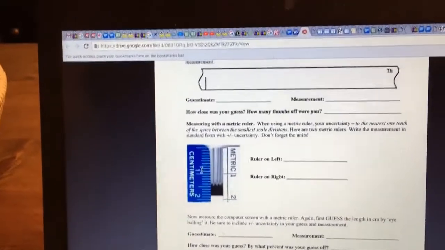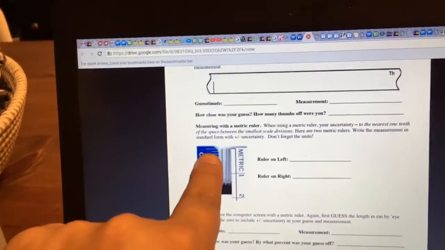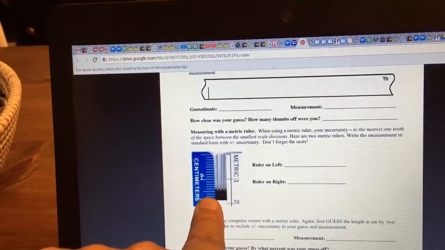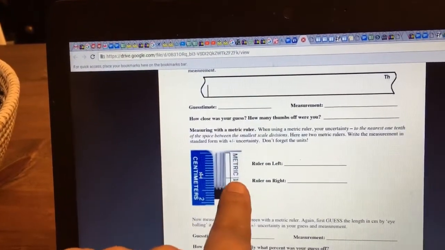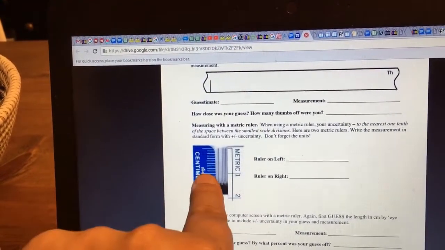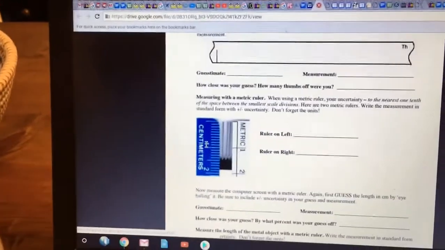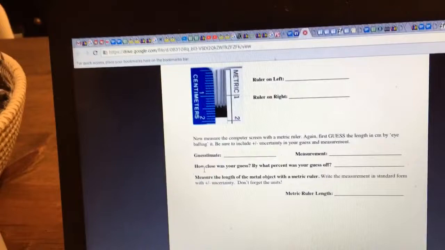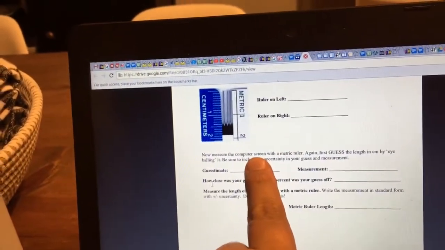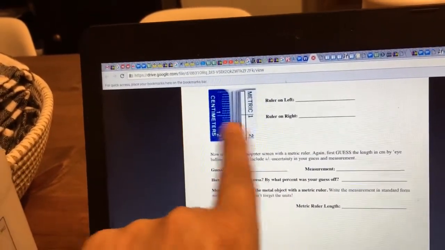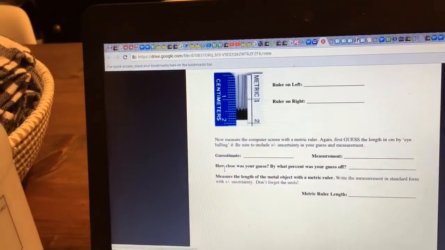This is a comparison between 2 different rulers. Here we have one with lots of little tick marks, and here's one with only centimeters. So this one looks like it has centimeters and millimeters. This one just has centimeters. You have to compare those. Think about what that means. Here, this says measure the computer screen, measure your phone again. But with these, think about that.